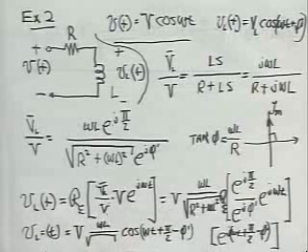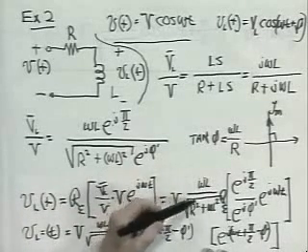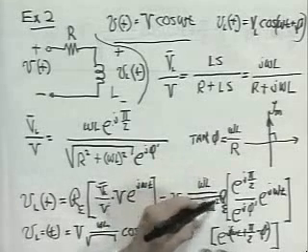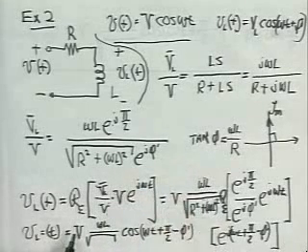Well, does it have the right dimensions? It does, because this ratio of omega L to the square root of R squared plus omega L squared is dimensionless, and I've got a multiplier of V out front, so it has the right dimensions.